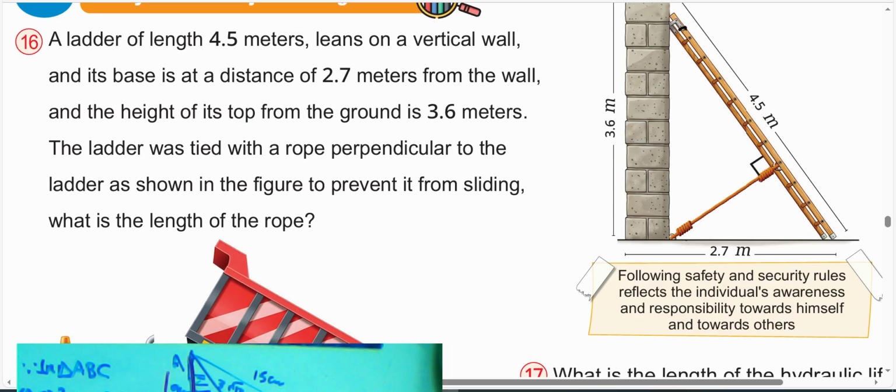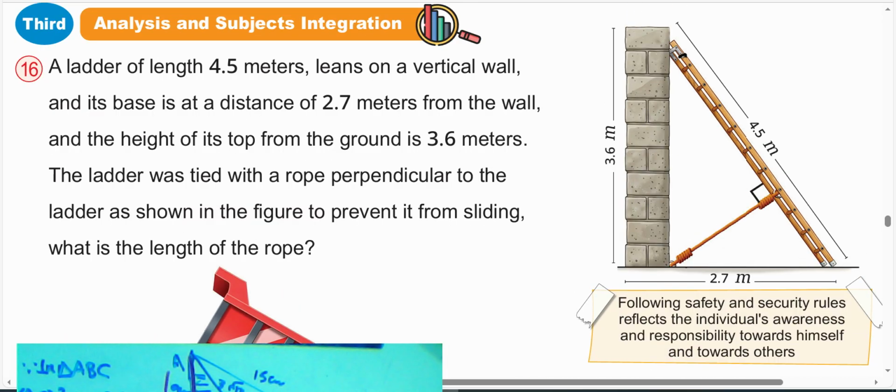Analyzing subject integration. We have here a right angle triangle. A ladder of length 4.5 meter leans on a vertical wall. Its base is a distance 2.7 meters from the wall. The height of it from the ground is 3.6 meter. The ladder is tied with a rope, perpendicular. Here we want to find the length of the rope.